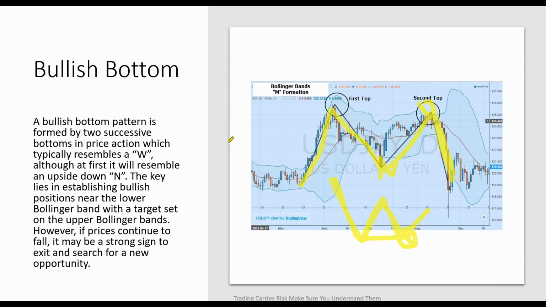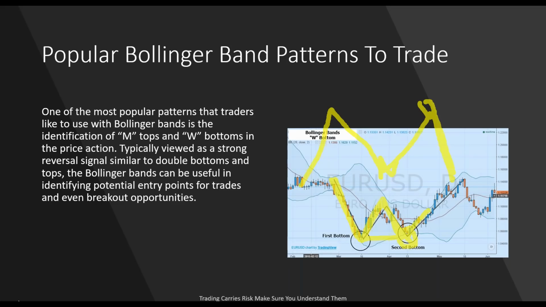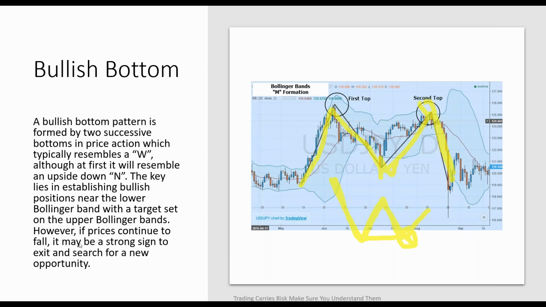A bullish bottom pattern is formed by 2 successive bottoms in price action, which typically resembles a W, although at first it resembles an upside down N. So that's what we see on this chart, which is a W bottom. And then we see the exact opposite, which is the M formation. So again, there's one for an upset and one for a downset.